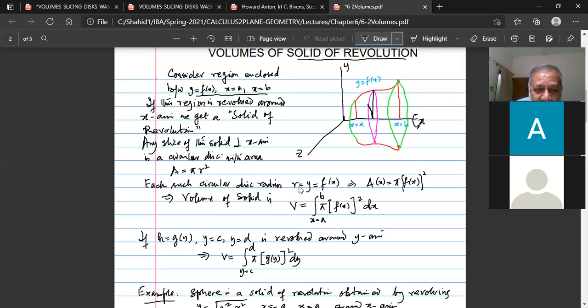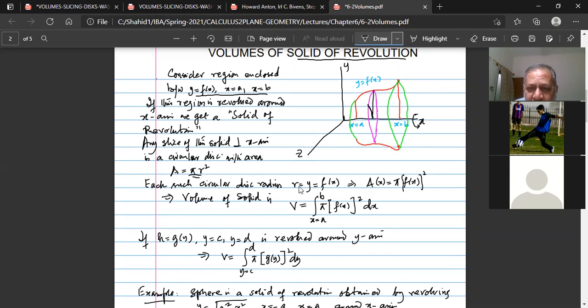The area of the slice will be pi r square, because this is a circular disk, and its width will be dx. So we are handling the solid of revolution through slicing, and this is how we are doing it.